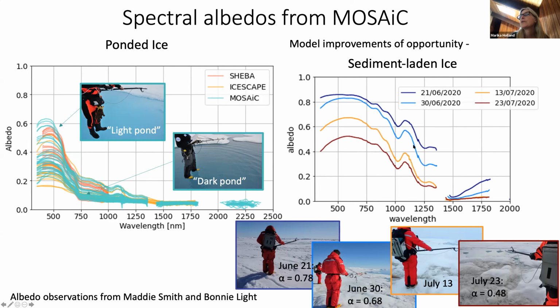And so in particular, I'm showing some observations here of the spectral albedo from sediment-laden ice that were taken from June and July. And this is, again, something we don't include in our climate models, sediment-laden ice and the optical implications of that sediment-laden ice, but these observations from MOSAiC are giving us an opportunity to start thinking about how to parameterize that and parameterize the albedo impacts.